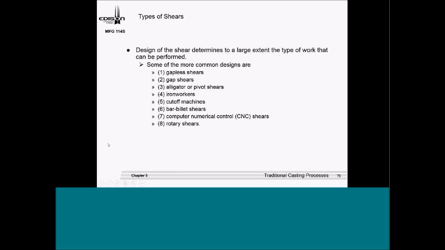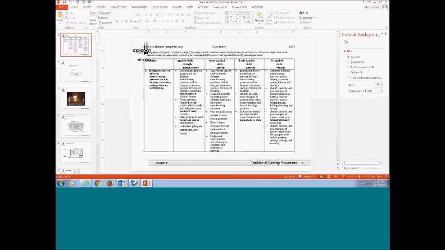A lot of companies have what we call the iron workers. That's the one you just saw. That link that I just showed you shows several of these different types of shears. Okay, that takes care of that as far as that CTAG.